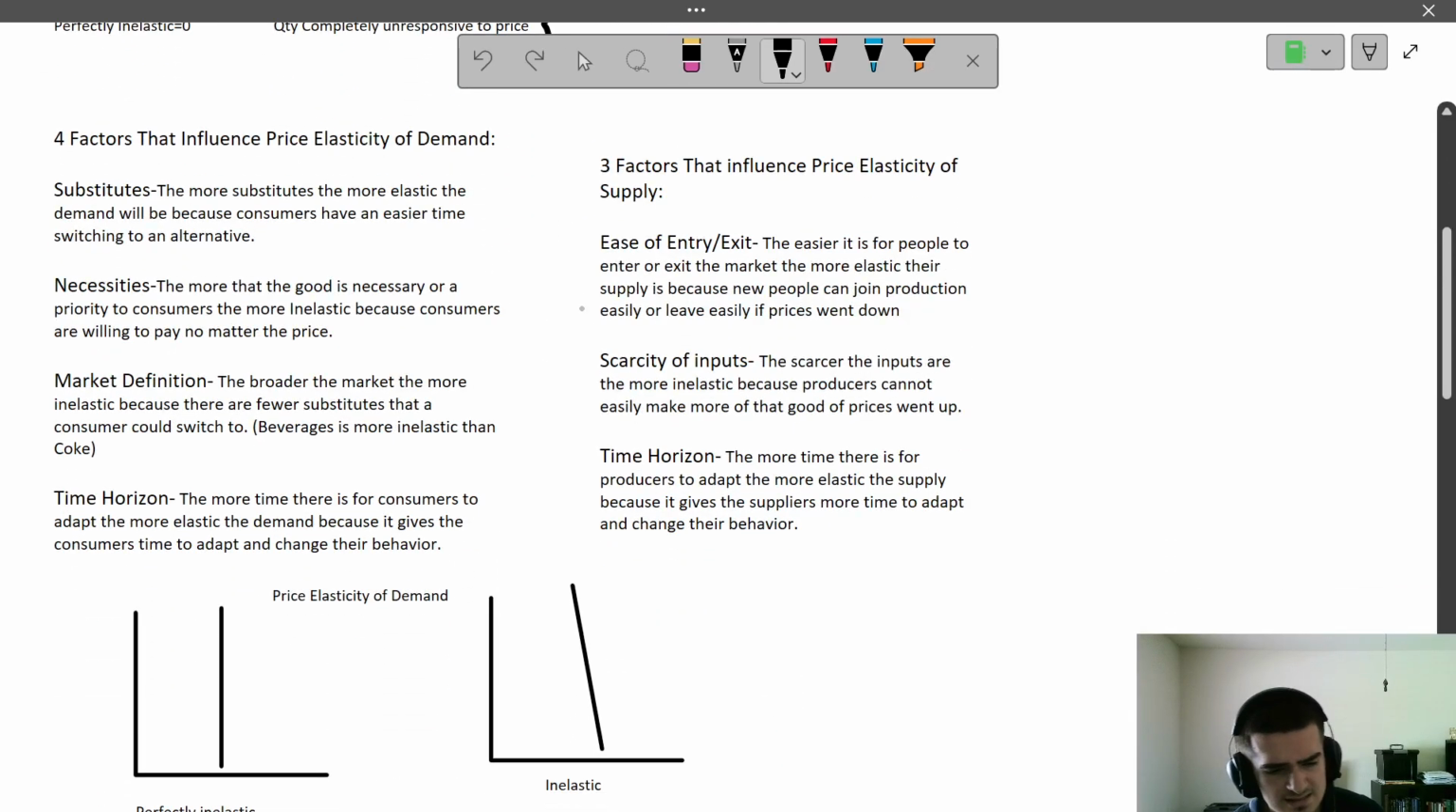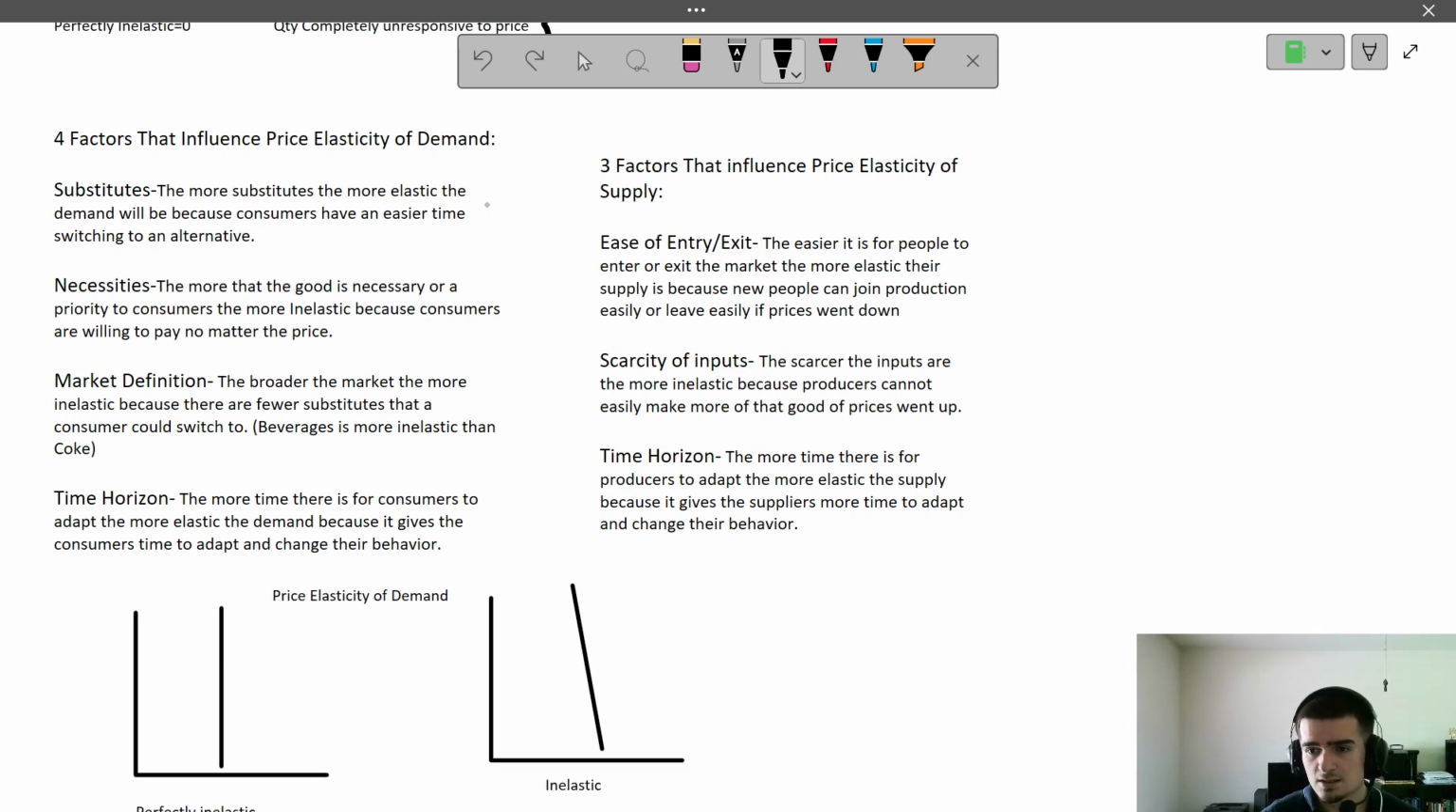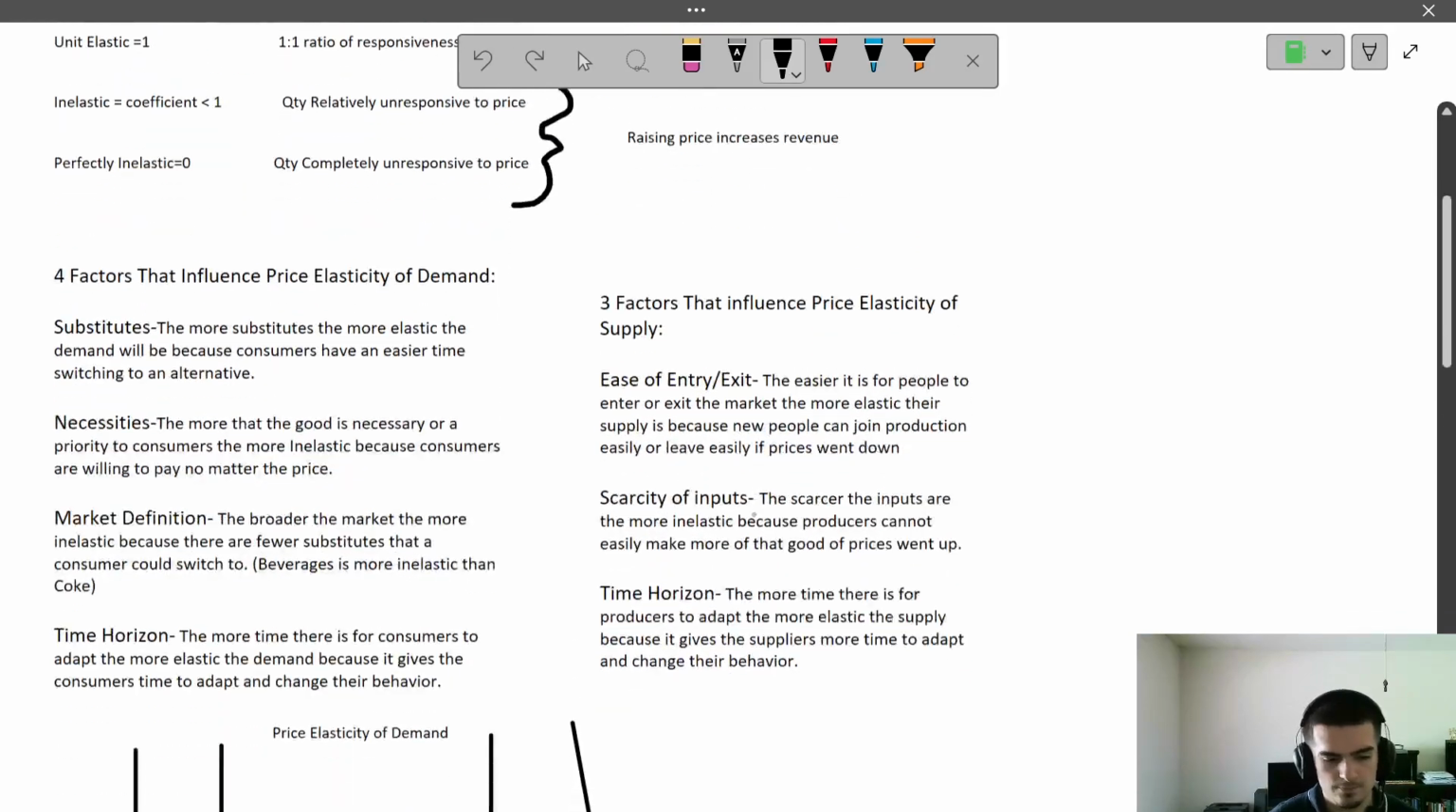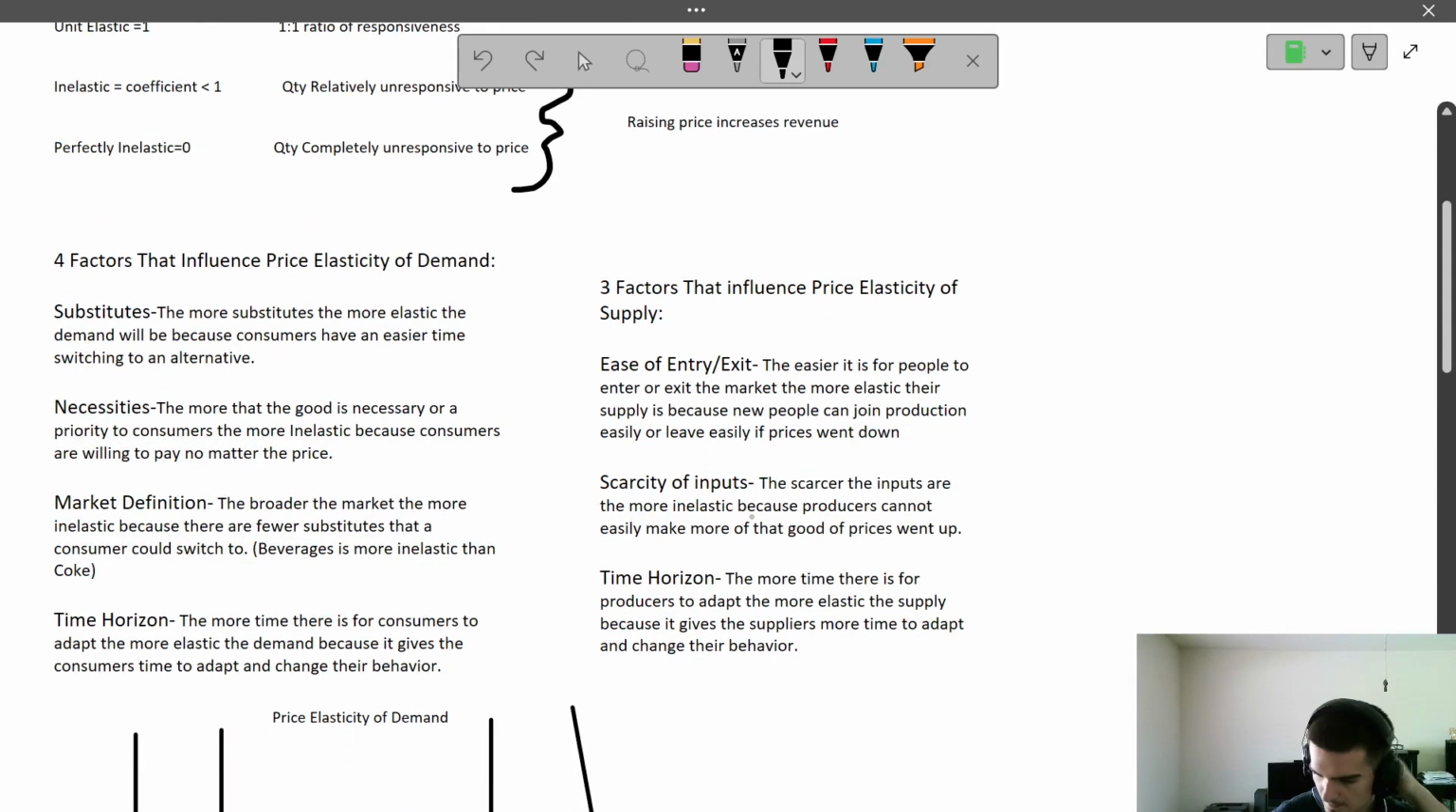There are 4 factors that influence the price elasticity of demand. One is substitutes. So the more substitutes something has, the more elastic the demand will be, because consumers have an easier time switching to an alternative. So yeah, I don't have an example for that.